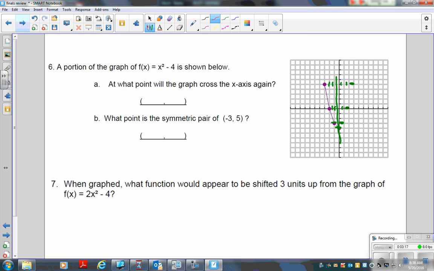When would it touch the x-axis again? It looks like it's going to touch it at 2, 0, right here. And what is the point of symmetry to negative 3, 5? This is negative 3, 5. Looks like positive 3, 5.